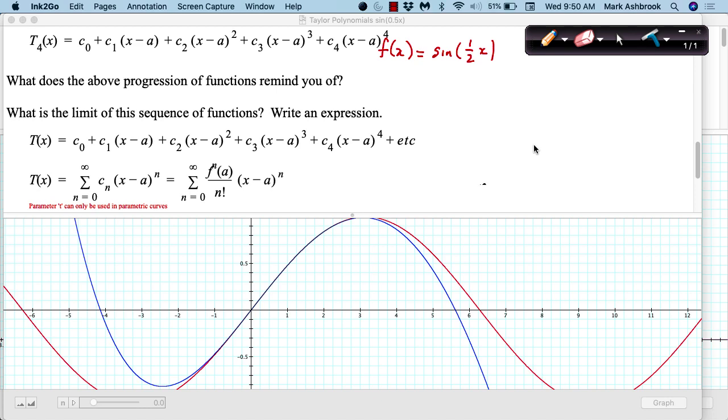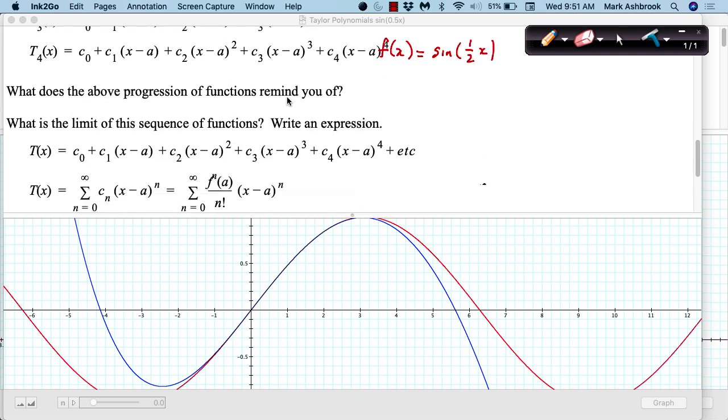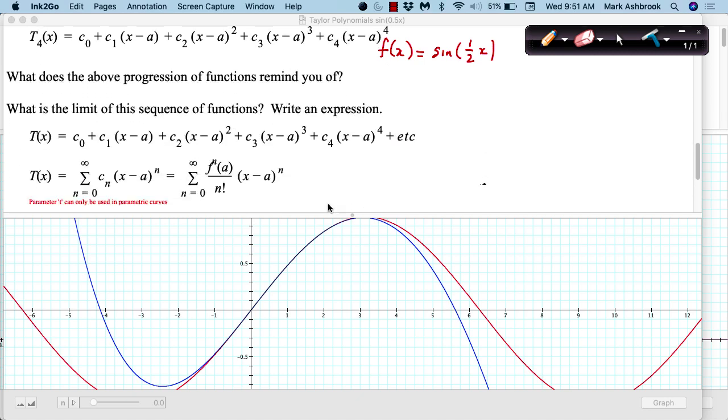So these up here are called Taylor polynomials. They approximate the function close to the center value. And if you take the limit of the sequence of these Taylor polynomials, the limit of that is what we call the Taylor series.